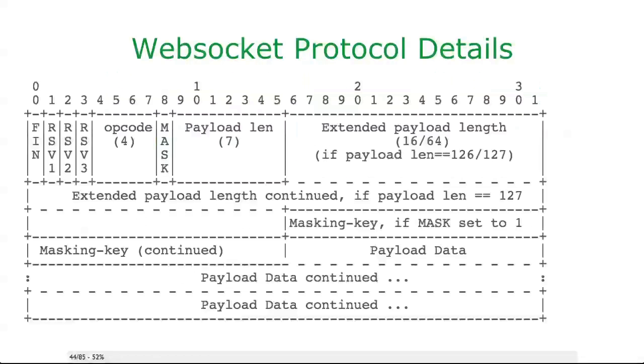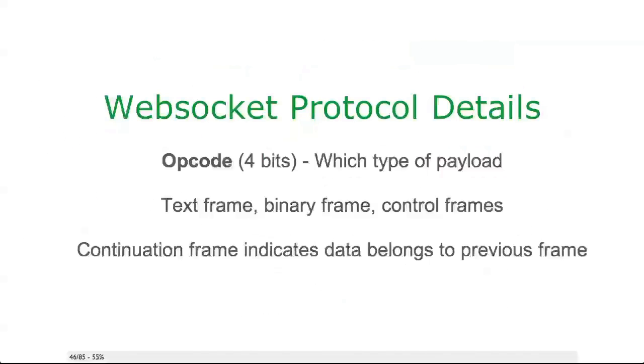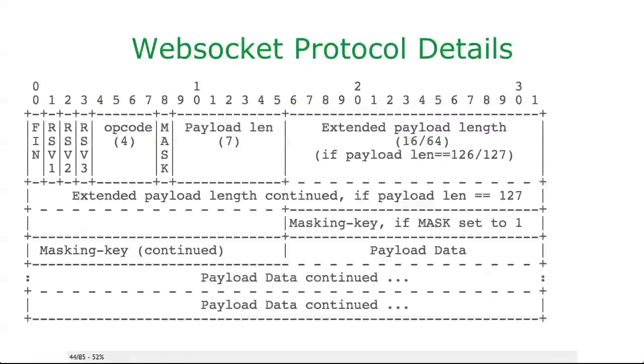We have a few bits that are reserved for extensions. We have the opcode, which identifies which type of payload we're dealing with. Are we textual, binary, or is it part of a control frame? Also, we have a continuation frame, which identifies that this message constitutes multiple frames.